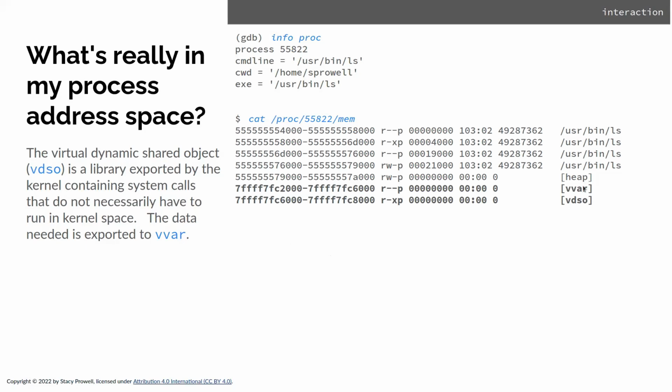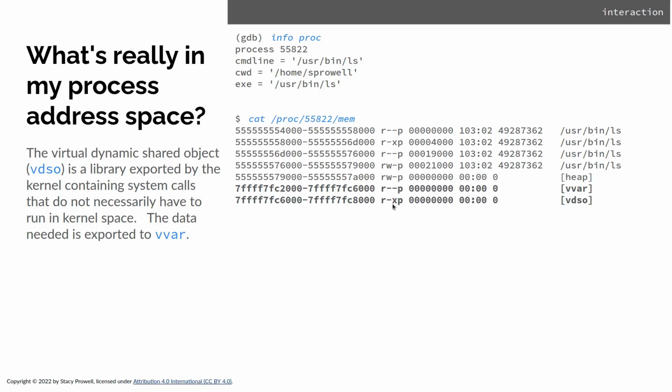Some other things are in here: VVAR and VDSO. What are those? VDSO is the virtual dynamic shared object. So SO usually means shared object. Virtual dynamic, what is that? This is where the kernel exposes some routines for you to use, and VVAR is where it exposes some data associated with those routines. And you'll notice that both of them are read-only, and VDSO is executable.